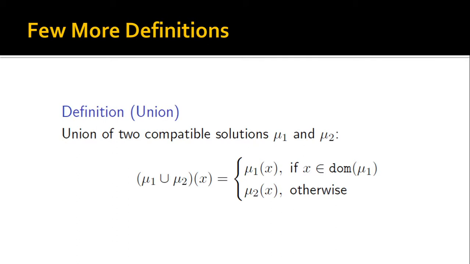Now let us define the union of two compatible solutions. We assume that mu1 and mu2 are compatible, right? With this assumption, let us define the union, and it is very simple to follow. Basically, we are including all the instantiations you can have in either mu1 or mu2, right? And this is easy.